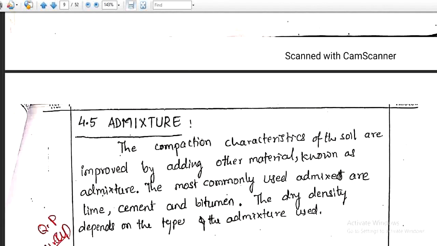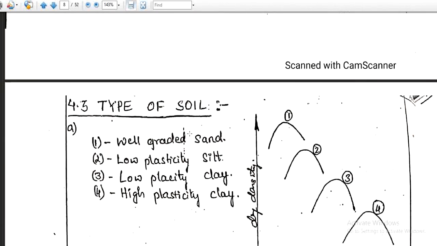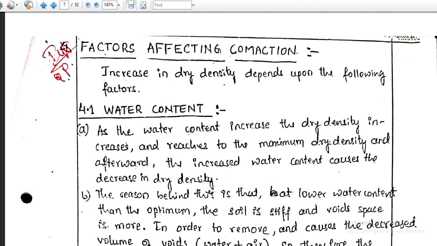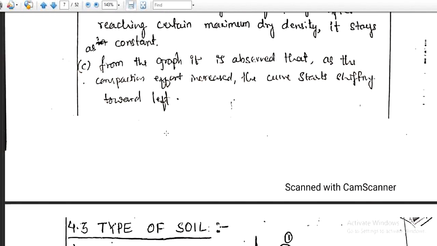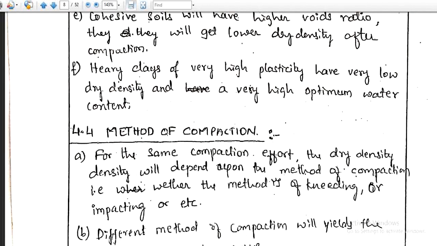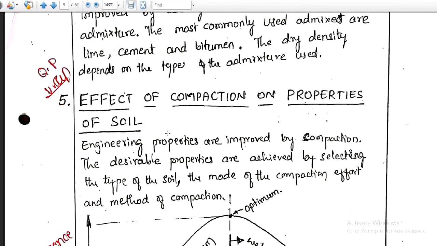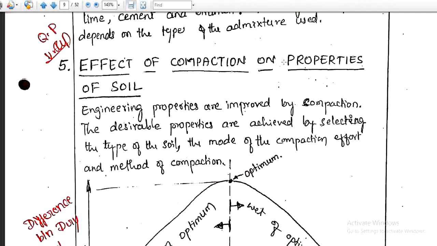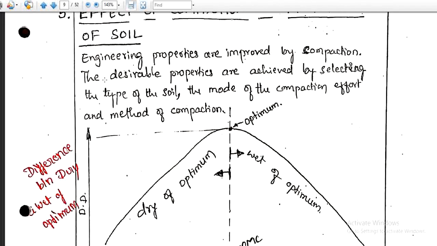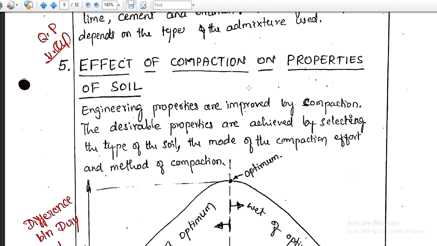So these are the factors which are going to affect the compaction. First factor is water content, second one is amount of compaction, third one is type of soil, fourth one is method of compaction, fifth one is admixture. Next one, effect of compaction on properties of the soil. So what are the effects of compaction on the properties of the soil which we are going to study?